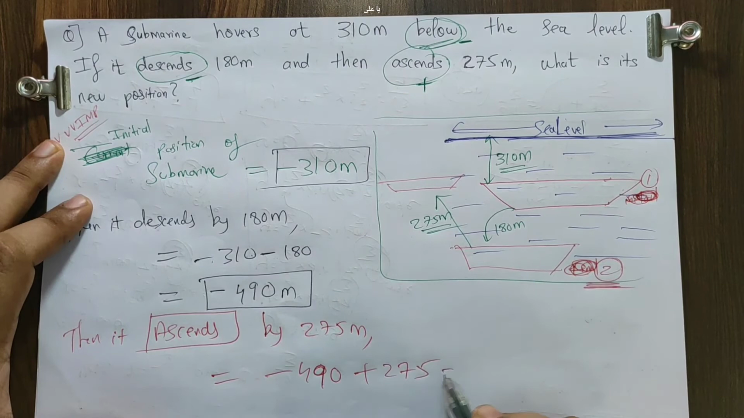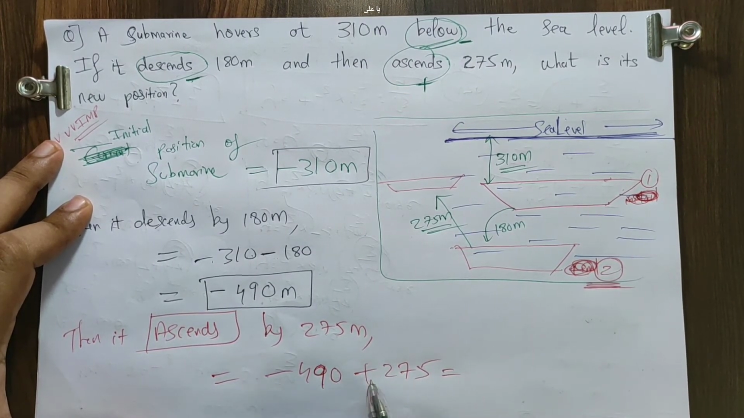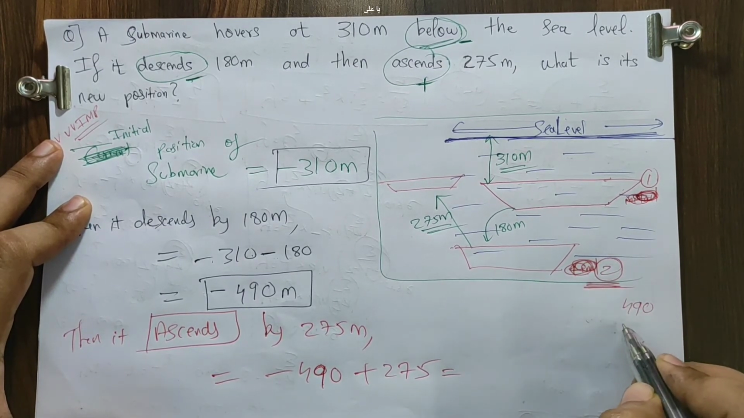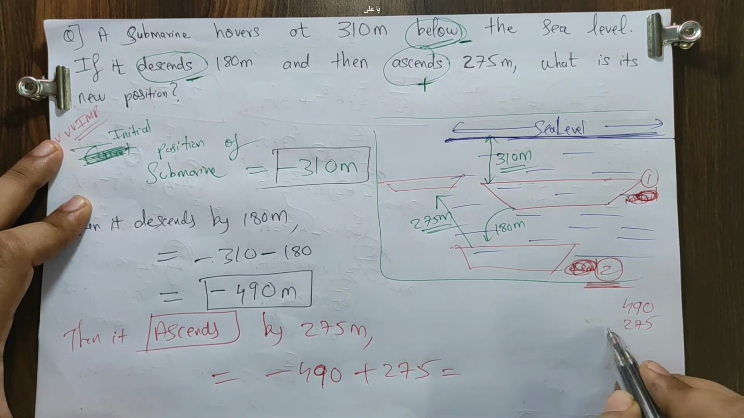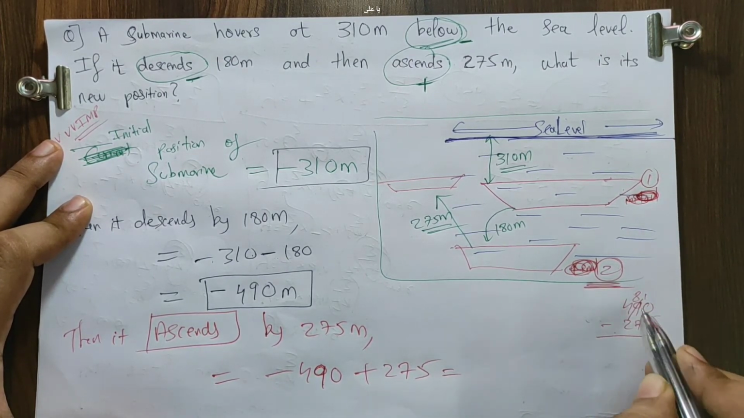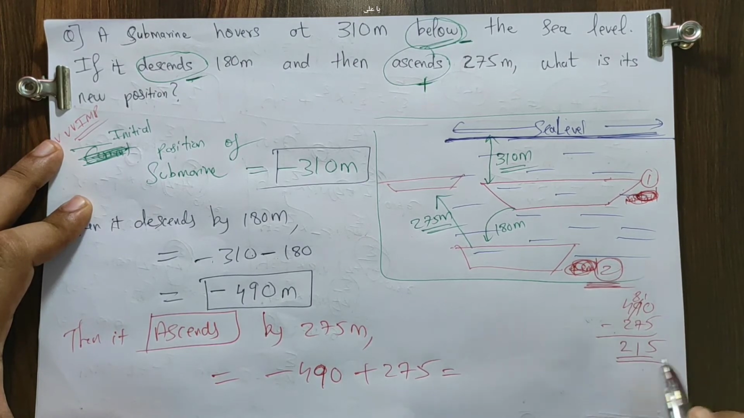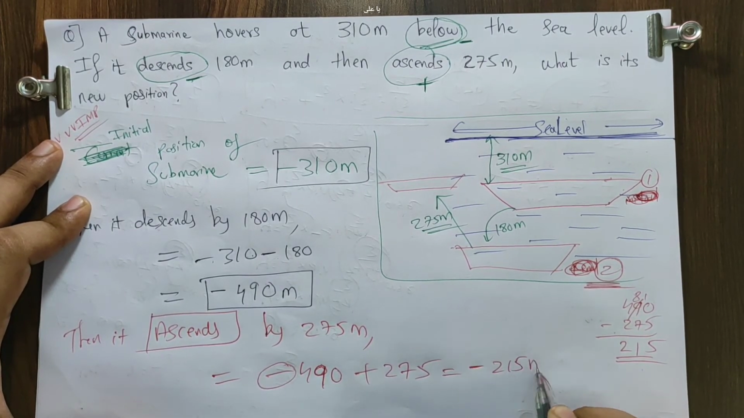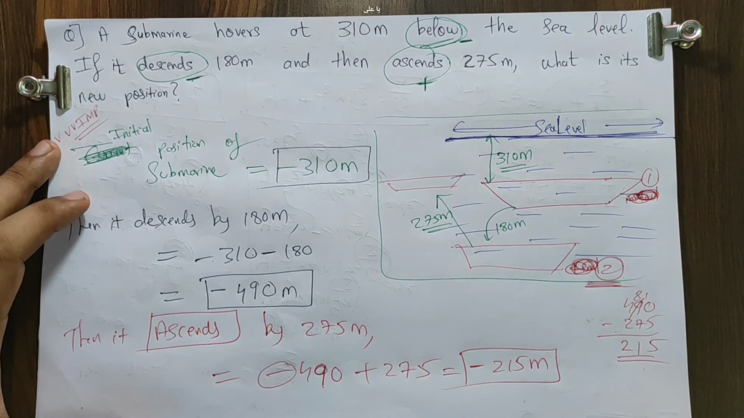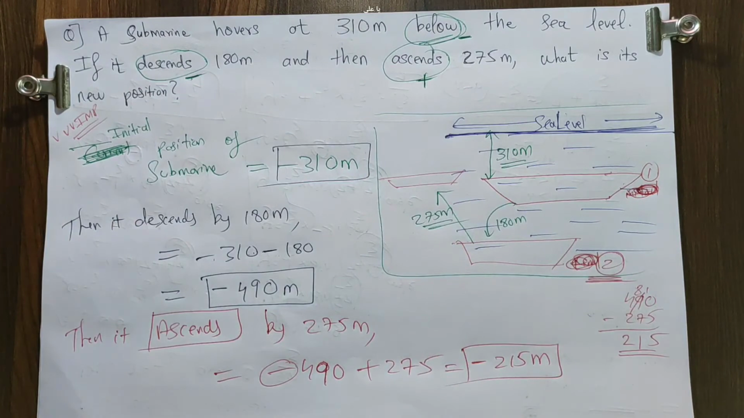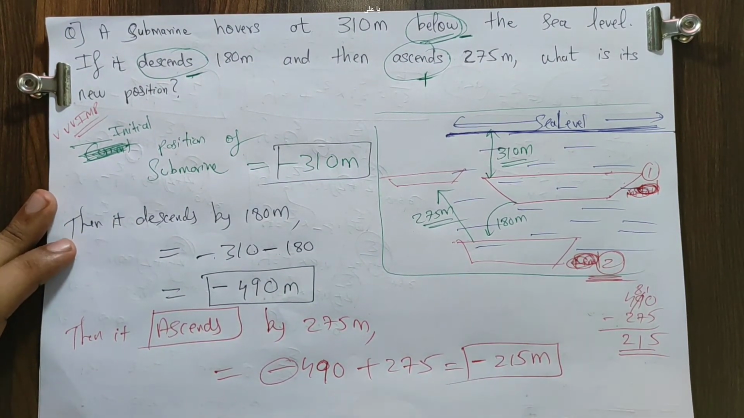Okay, so now what will be the position? Minus plus will be minus. So 490 minus 275. Minus plus will be minus. Okay, from 9 I write it here 8 and becomes 10. 10 minus 5 is 5. 8 minus 7 is 1. 4 minus 2 is 2. Okay, but plus minus is minus. Answer is 215. But sign of greater number, which is minus. So answer will be minus 215 meters. So then it ascends by 275 meter. Then the question ends. What is its new position? So can I say its new position is minus 215 meter?